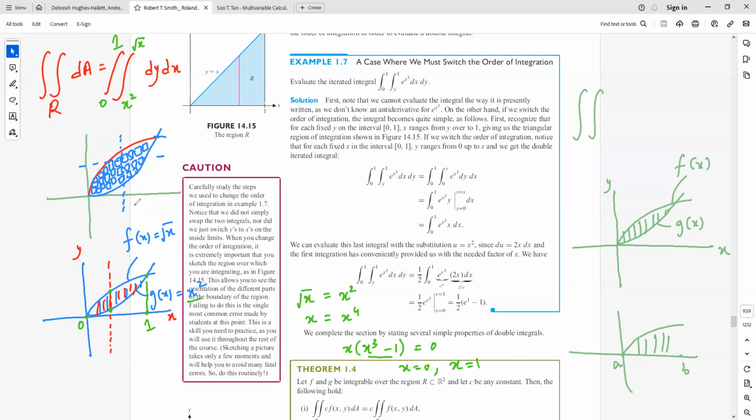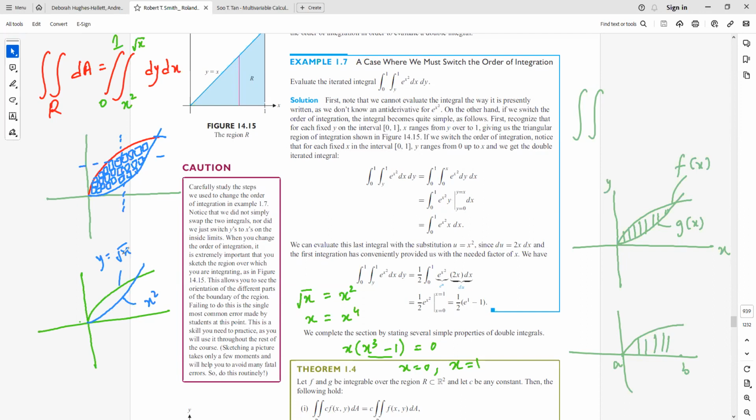Now I can just switch the order of this integral as well, by first finding the limits over the x direction and then doing it in the y direction. Now let's see how we can do that. So this is my axis and these are two curves. This is y equals square root of x. This is y equals x squared.